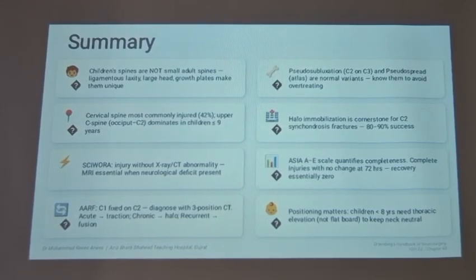The ASIA A to E scale quantifies the injury, and positioning matters in children. Children less than 8 years need thoracic elevation, not a flat board, to keep the neck neutral.